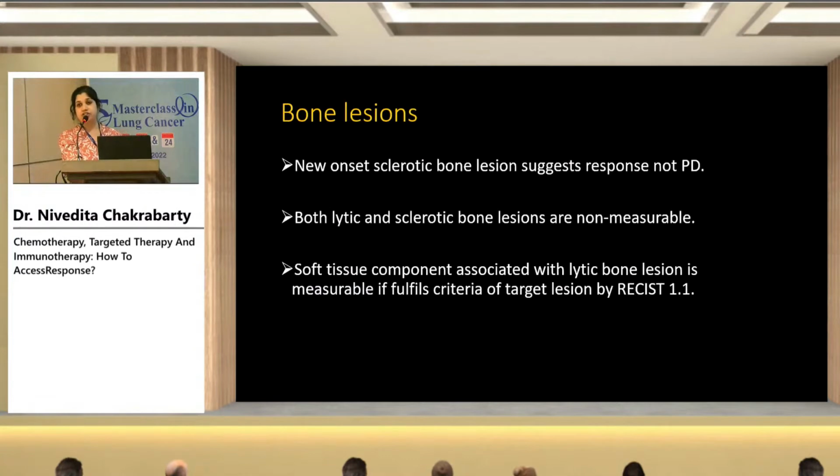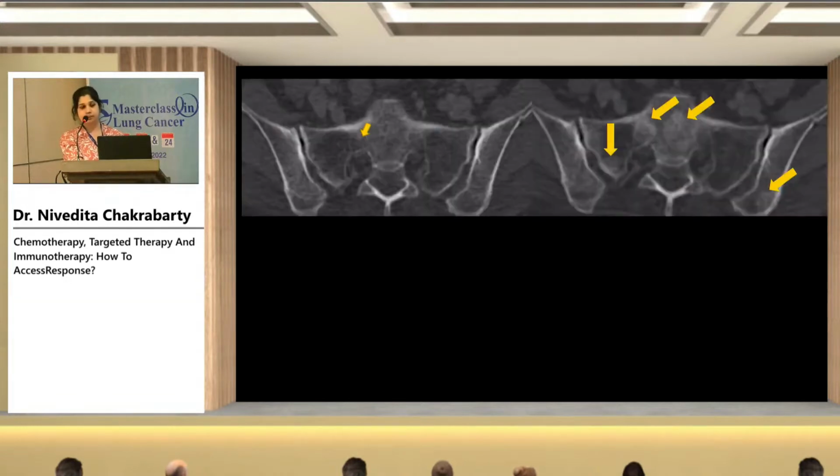Now for bone lesions, please remember that a new onset sclerotic bone lesion suggests response and not progressive disease. And both lytic as well as sclerotic bone lesions are non-measurable. Only if there's a soft tissue component associated with the lytic bone lesion, and if it is measurable, fitting into the criteria by RECIST 1.1, only then you'll have to measure it and consider it as a target.